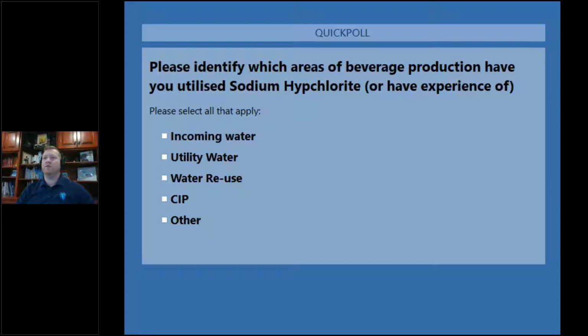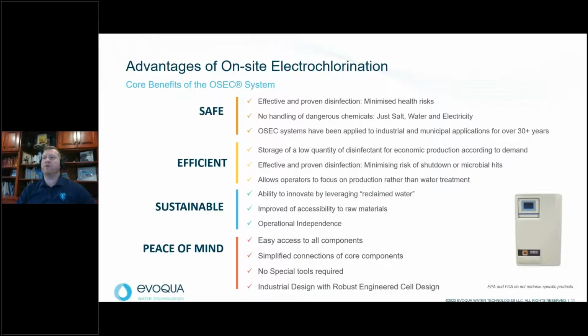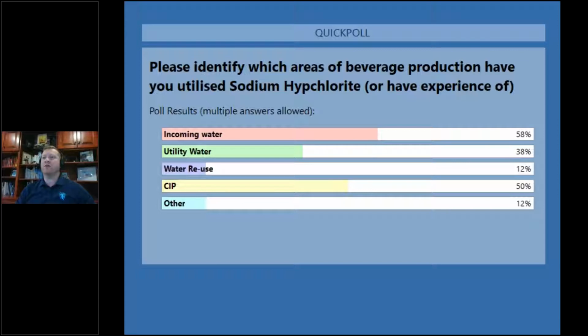All right, so still seeing a few more answers coming in. All right, so I'll go ahead and close the poll here and share the results here. So it looks like we see it a lot in incoming water utility and CIP. So some pretty interesting results there. So I appreciate you all taking the time to answer those.